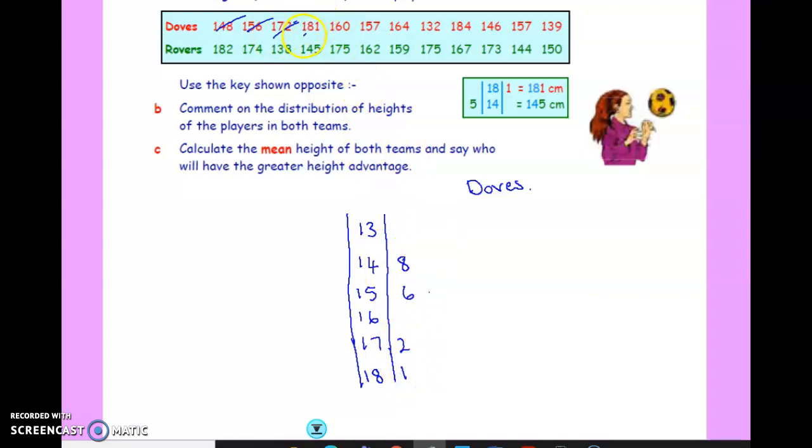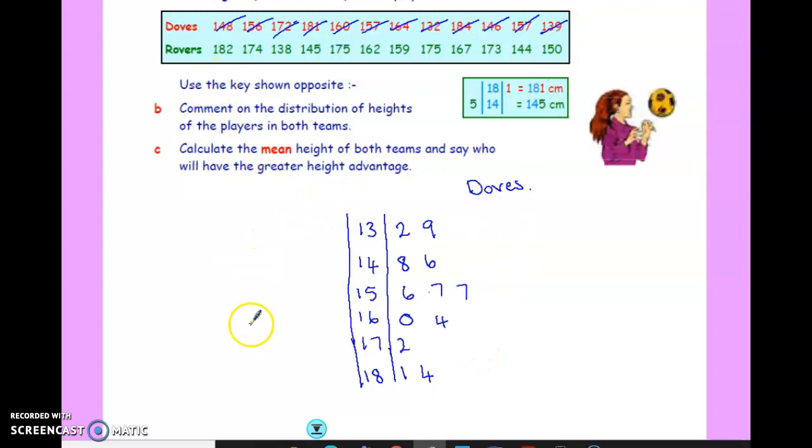181, 160, 157, 164, 132, 184, 146, 157, and 139. Okay, that's one side done.